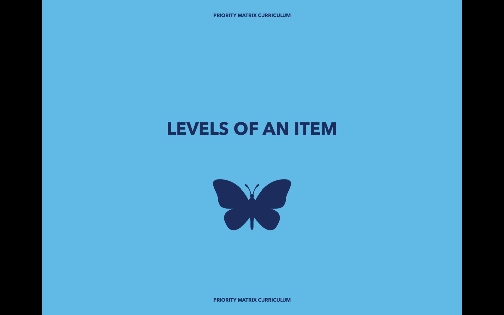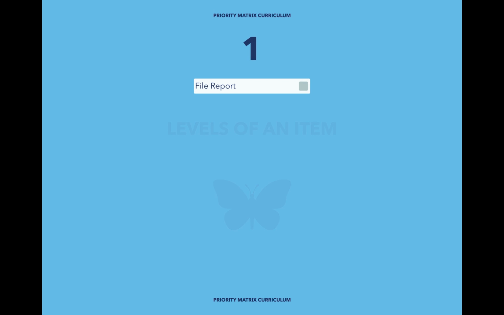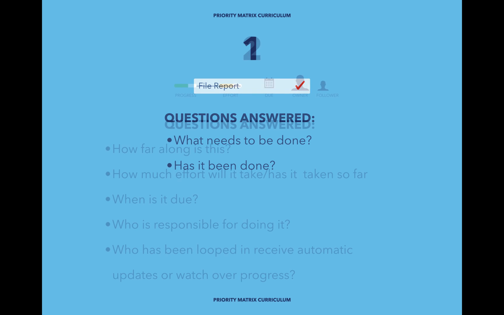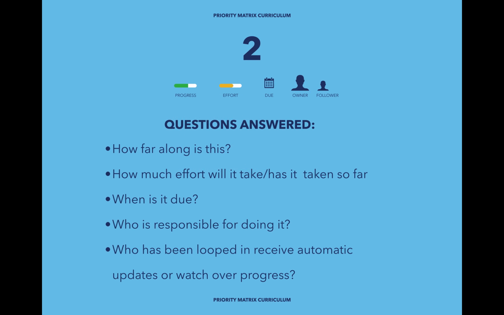Now let's take a look at the different levels of complexity that an item can have, almost in the same way that we would look at a butterfly and its different stages of development. For example, a level 1 item is very simple. It really answers only two questions: what needs to be done and whether or not it has been done. In contrast, we have the level 2 item. In addition, we have information on progress, effort, due dates, ownership, and follower information.